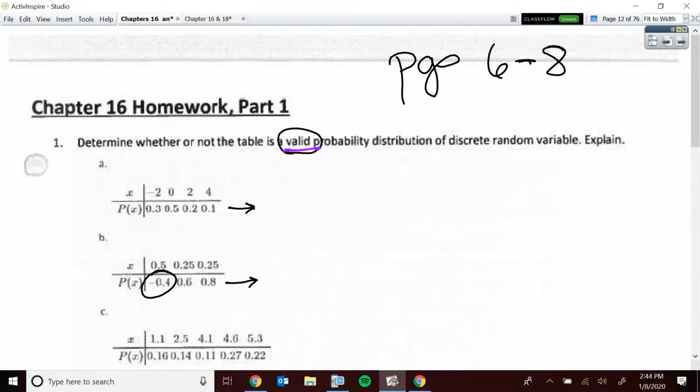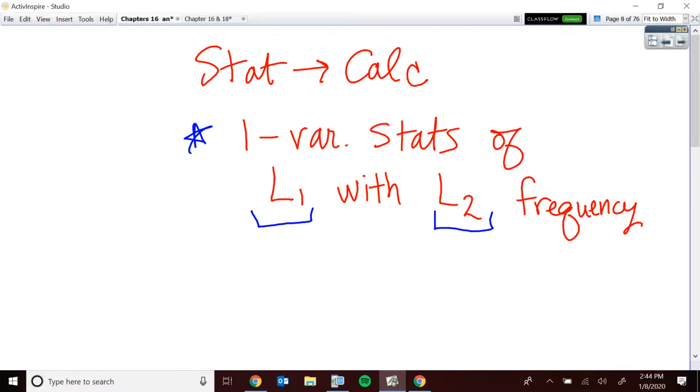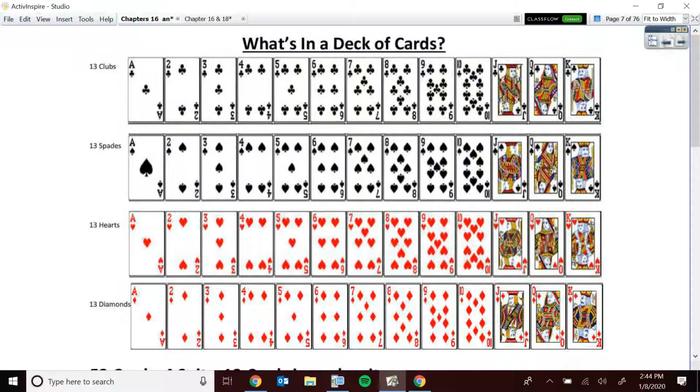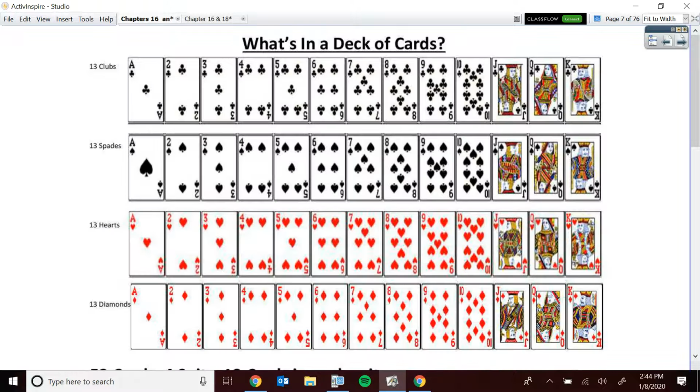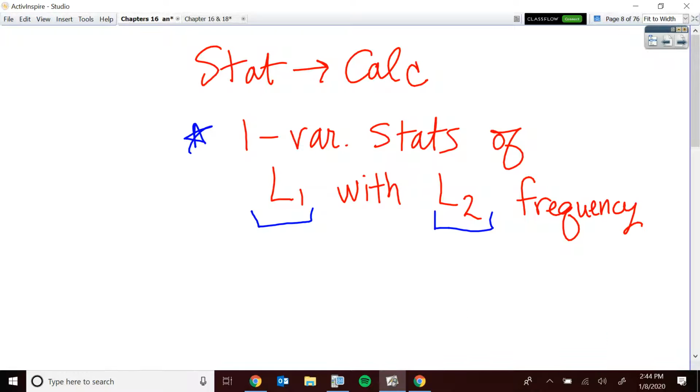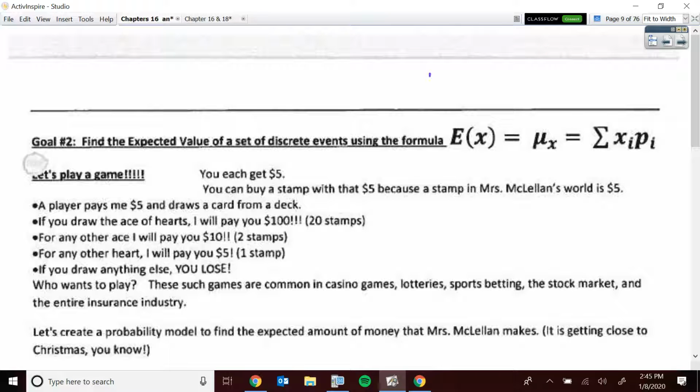So now let's move on to another item in the next part of the lesson. Here we go. So back to page 3. Let's go back to page 3, and we're going to build another probability distribution.